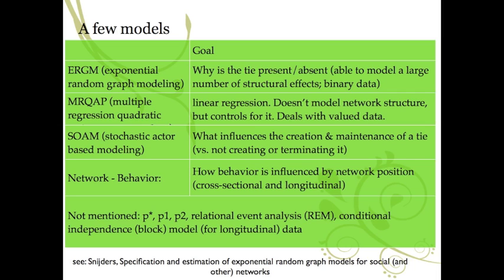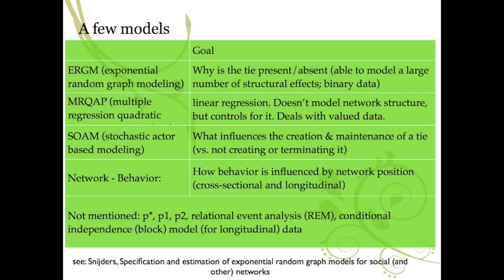Then you have multiple regression quadratic assignment procedures, in short, MRQAP. This is your linear regression taking networks as dependent and independent variables and controlling for the dependence between actors. It also takes value data, but does not allow you to control for network effects. It models those effects.